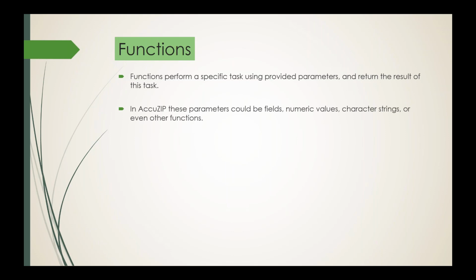So the first thing that we're going to go over is functions. And what exactly are functions? Functions perform a specific task using provided parameters and return the result of this task. A task is basically just a set of instructions. We provide information, and these are in the form of parameters. Parameters in AccuZIP could be fields, numeric values, character strings, and even other functions.